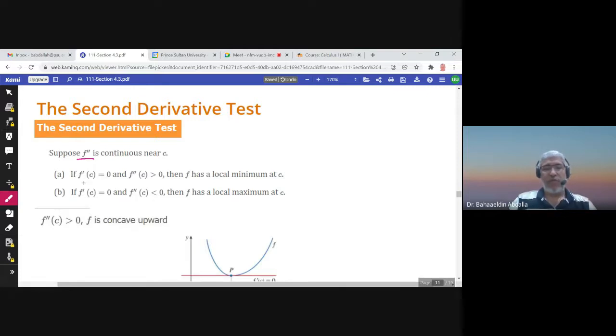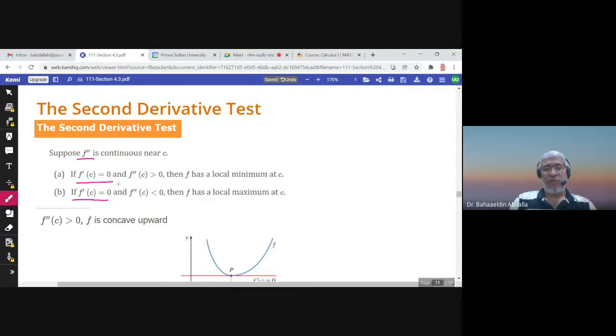The condition is that the derivative is zero. So the second derivative can be used only for the zeros of the first derivative. The numbers that make the first derivative not exist are not used here. So this test is only for the zeros of the first derivative.